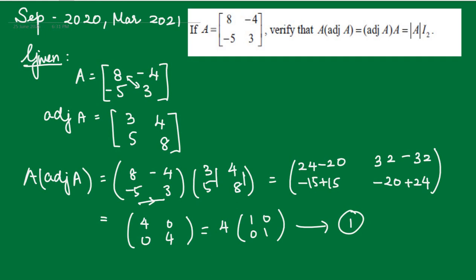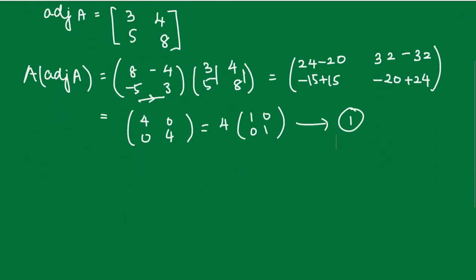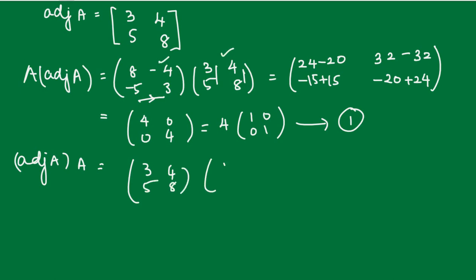Now we move on to the next part, that is A into A. So A into the product A is equal to 3 4 5 8. A into the A matrix, that is 8 minus 4 minus 5 and 3. Now make the row by column operation. We get 8 into 3 is 24, 4 into minus 5 is minus 20.